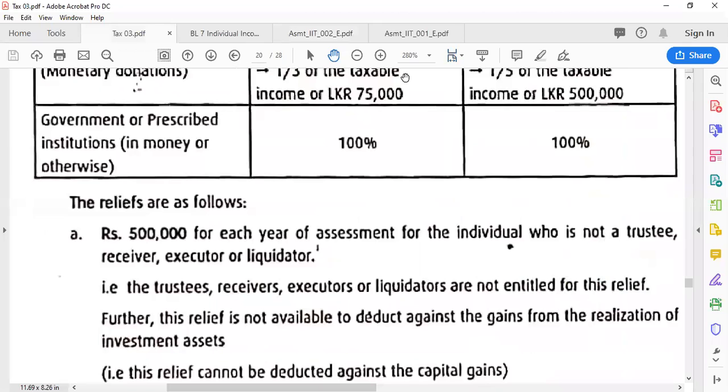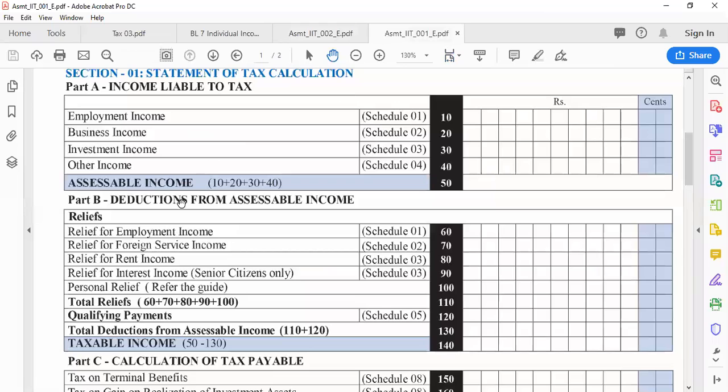Right. Now we will discuss reliefs. We already talked about qualifying payment. Now we are going to talk about relief. Under the relief, there are 5 things. Relief for employment income, that is 700,000. Relief for foreign service income.